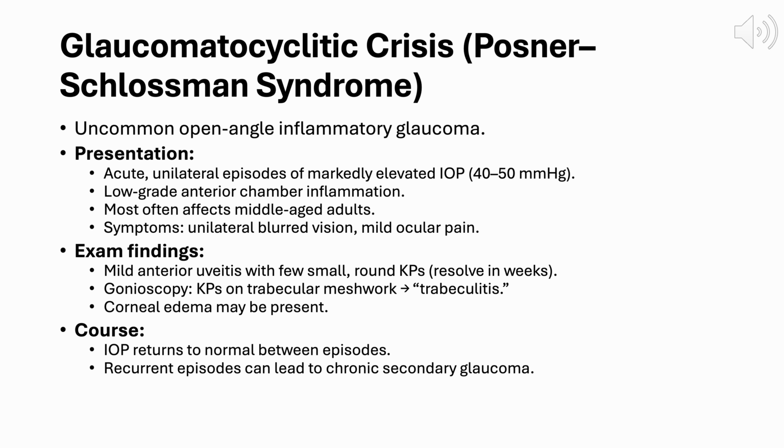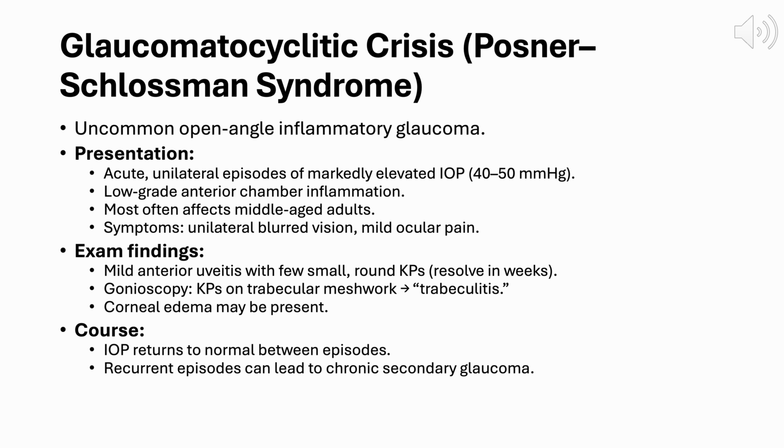It presents with acute unilateral episodes of markedly elevated intraocular pressure, typically in the range of 40 to 50 millimeters of mercury. This is accompanied by low-grade anterior chamber inflammation. It most commonly affects middle-aged adults, and symptoms often include unilateral blurred vision and mild ocular pain. On examination, there is mild anterior uveitis with a few small, round keratic precipitates, which typically resolve within weeks.